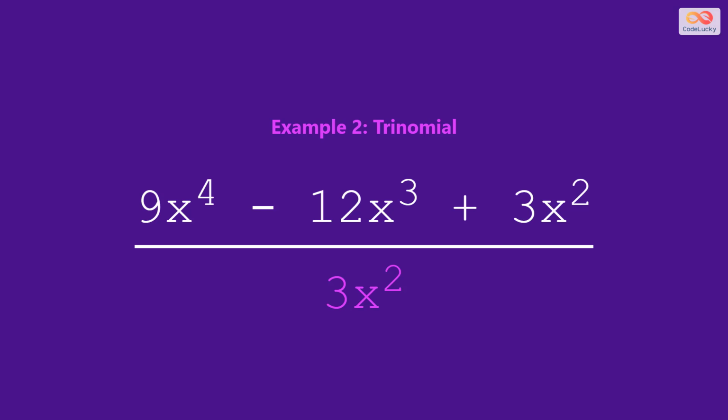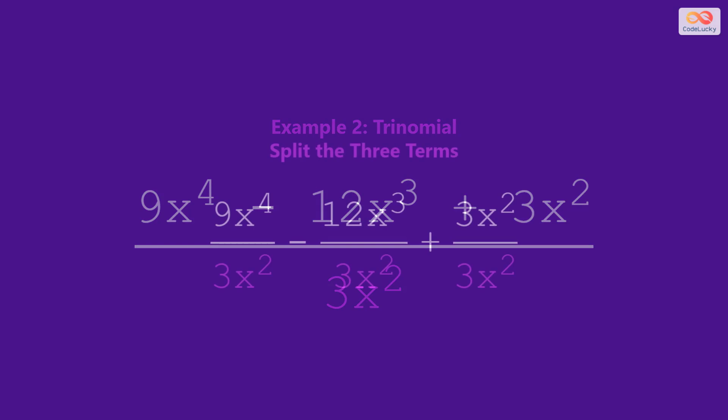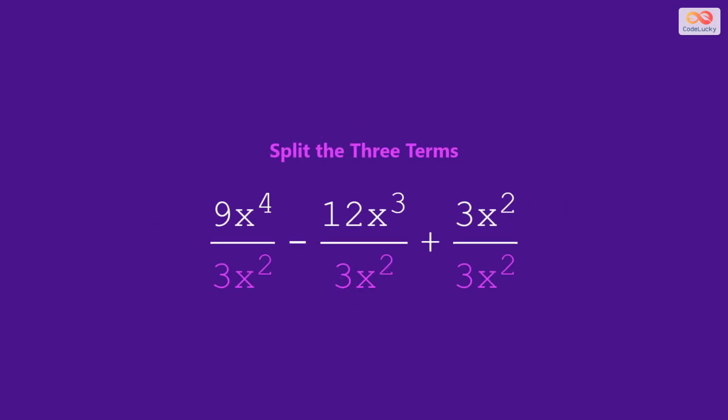Let's look at a slightly harder one with three terms. Here we have 9x to the fourth minus 12x cubed plus 3x squared, all divided by 3x squared. Just like before, we split this into three separate fractions. Be very careful to keep the minus signs with their terms. So we have 9x to the fourth over 3x squared minus 12x cubed over 3x squared plus 3x squared over 3x squared.